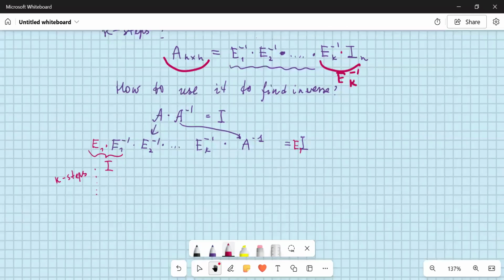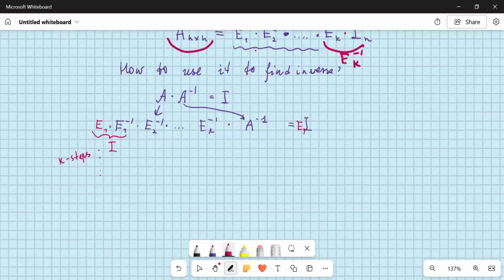And after k steps, eventually I'm going to eliminate all these inverses, right? And I'm just going to get A inverse by itself over here. And all these are going to turn into identities. And what am I going to have on this side? Well, I'm going to have identity multiplied by E1, multiplied by E2, multiplied by E3, and eventually, when I finish the whole process, multiplied by EK.